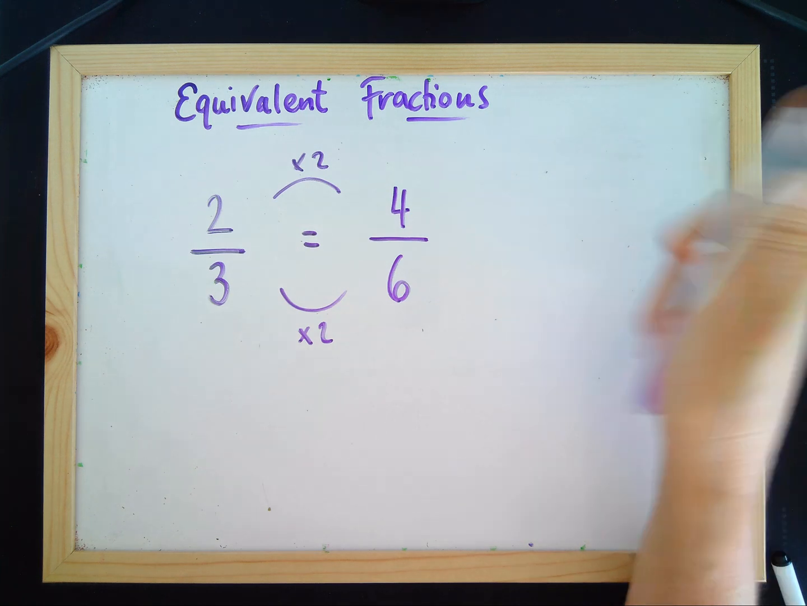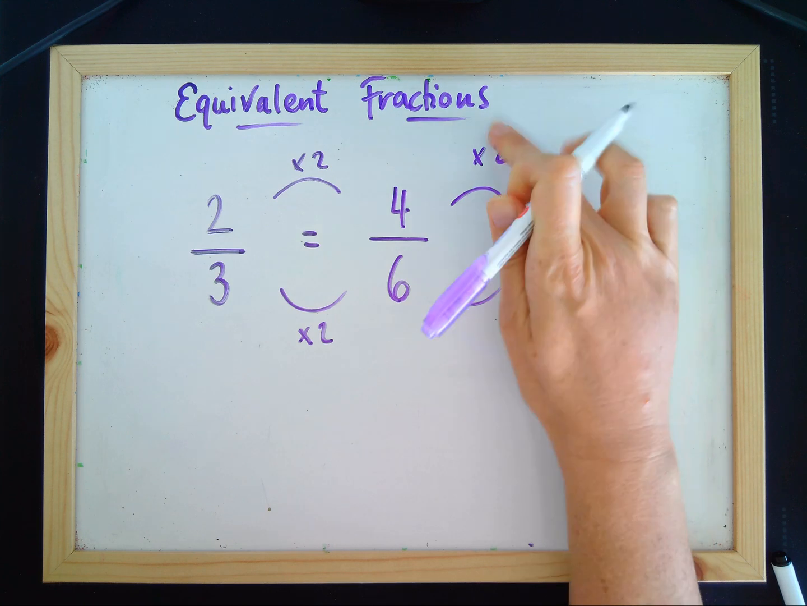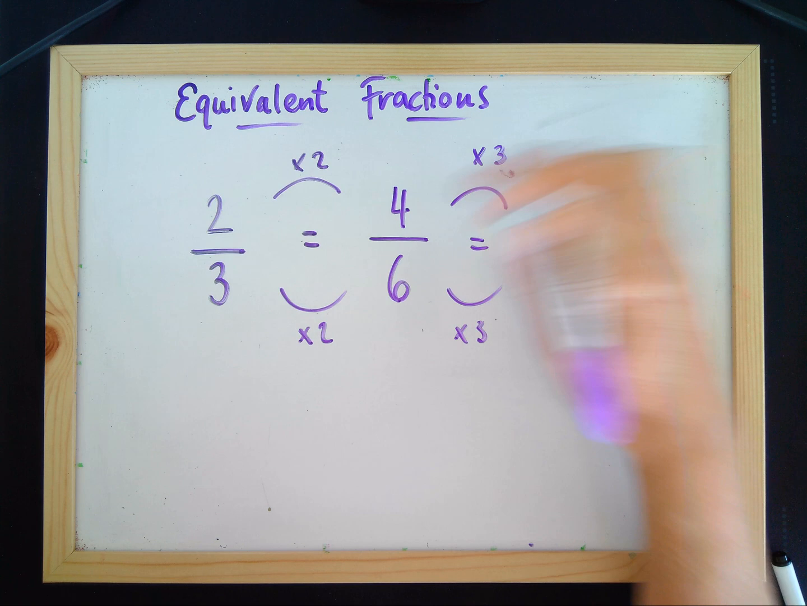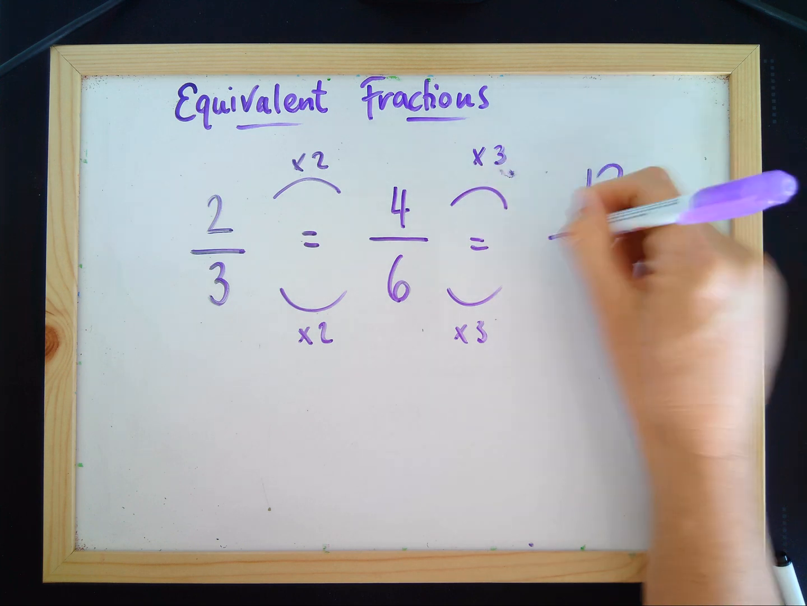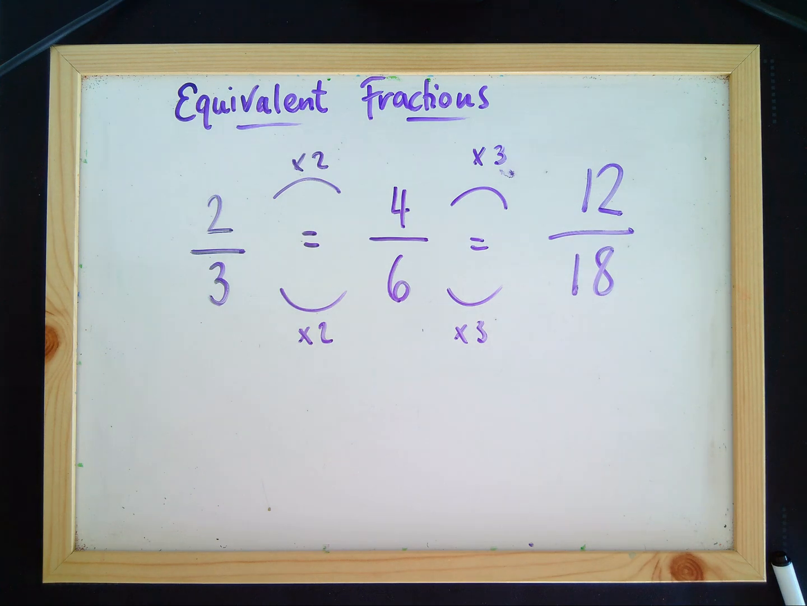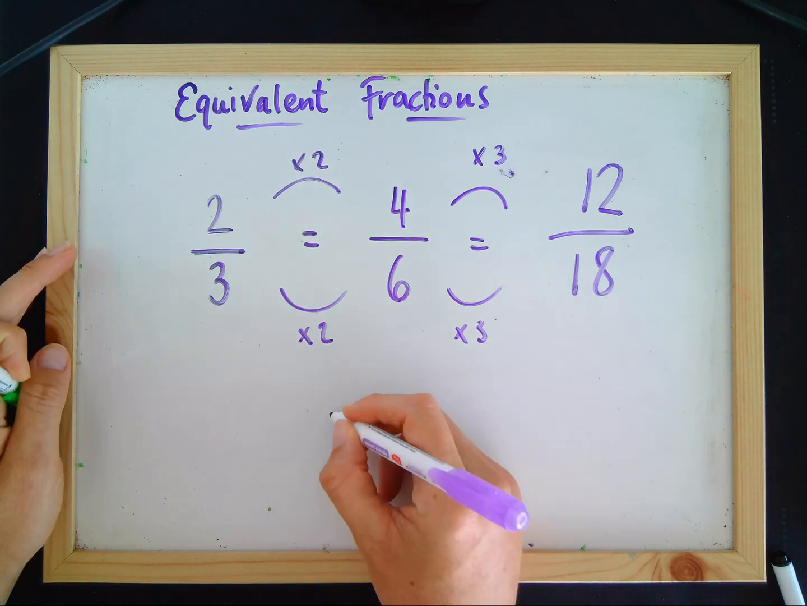Okay, let's try again. We'll multiply 4/6 by 3 this time, just to do something different. Okay, so 4 times 3 is 12, 6 times 3 is 18. So here we have another equivalent fraction. Okay, 12/18 is the exact same as 4/6, is the exact same as 2/3. Let me see, I'm going to pick 4/5.